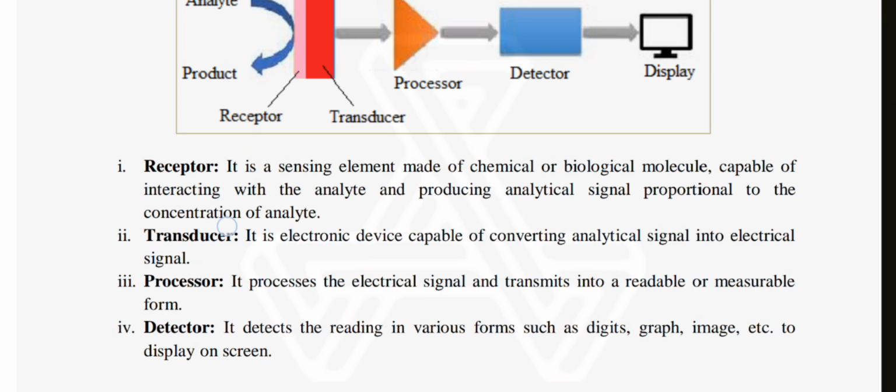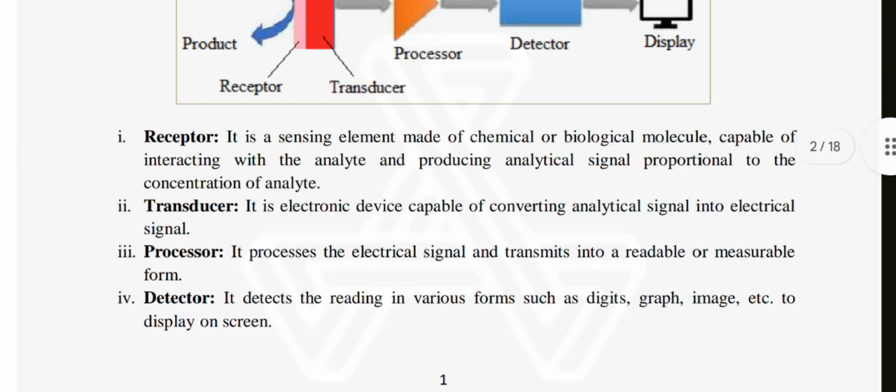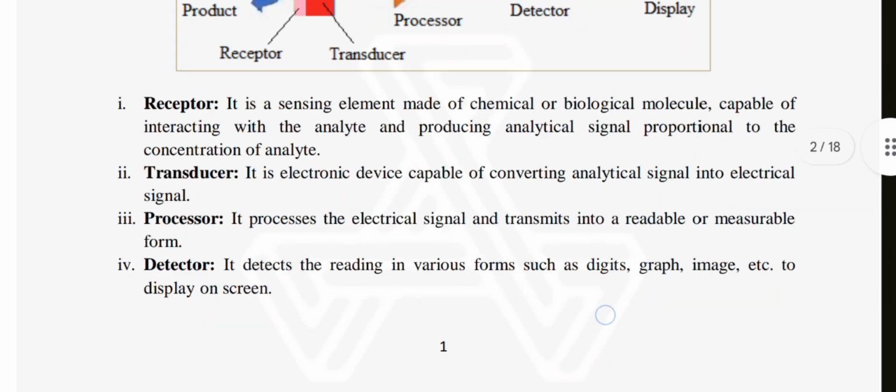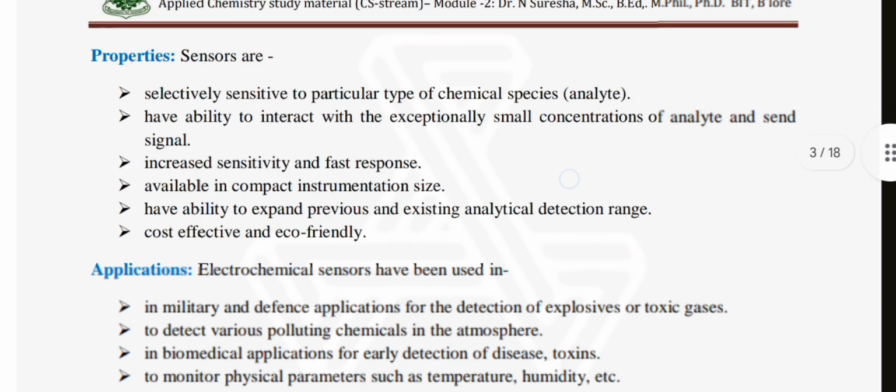Transducer. It is an electronic device capable of converting analytical signal into electrical signal. Processor. It processes the electrical signal and transmits it into a readable or measurable form. Detector. It detects the reading in various forms as digits, graph, time, etc. to display on screen.